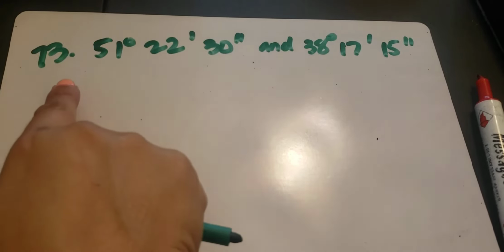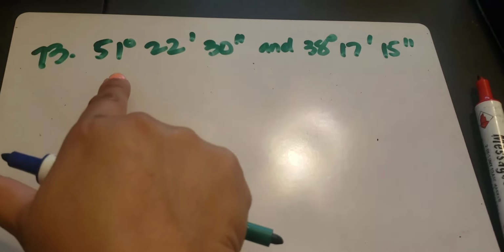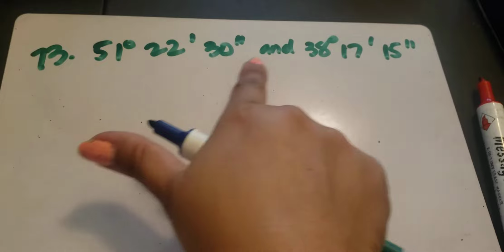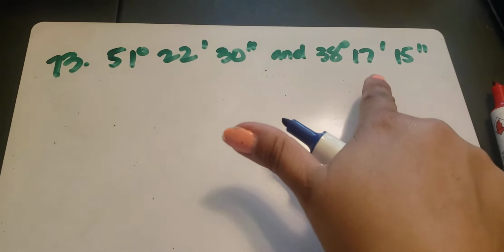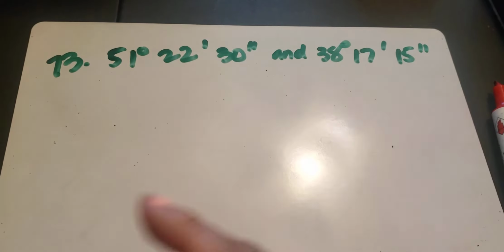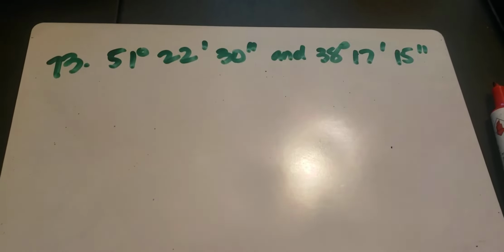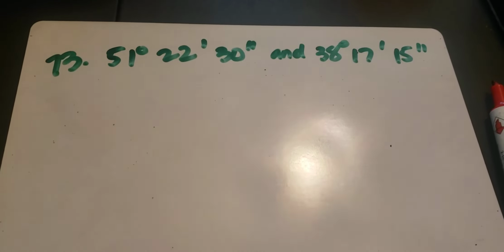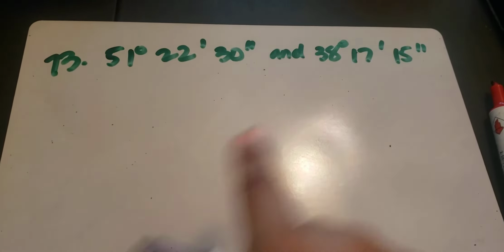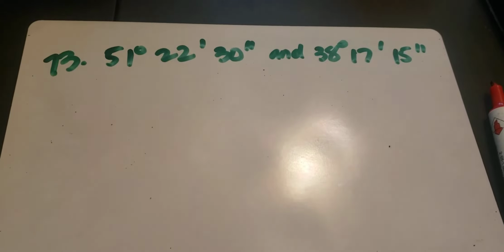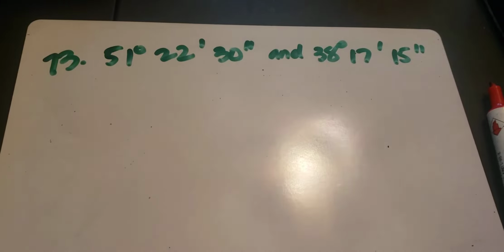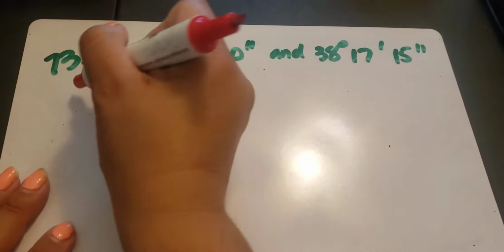Okay, so number 73, we have 51 degrees, 22 minutes, 30 seconds, and 38 degrees, 17 minutes, and 15 seconds. And basically what they want you to do is find the difference in the angles and then write your answers in DMS form, so degree, minutes, and seconds form. Okay, so finding the difference is basically just means subtracting. So we're going to subtract.